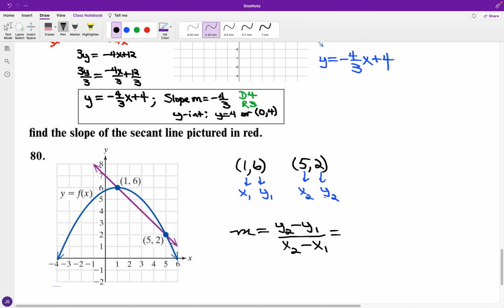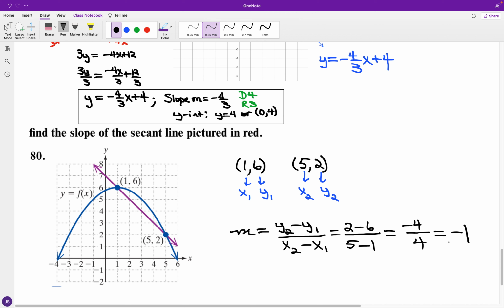Okay, so we have y2 minus y1 over x2 minus x1. So we have 2 minus 6 all over 5 minus 1. And 2 minus 6, okay, we have at -4. 5 minus 1 is 4. And so in this case, we have a -1-to-1 ratio.